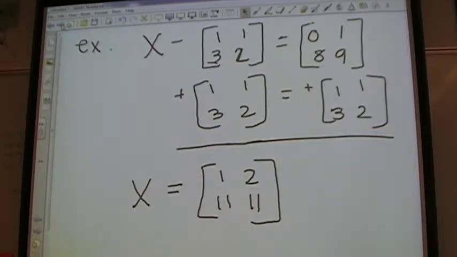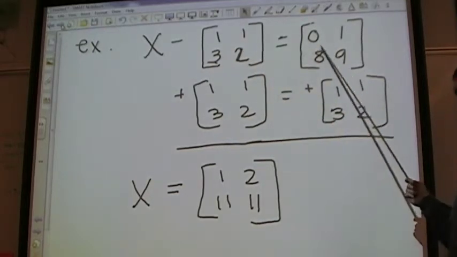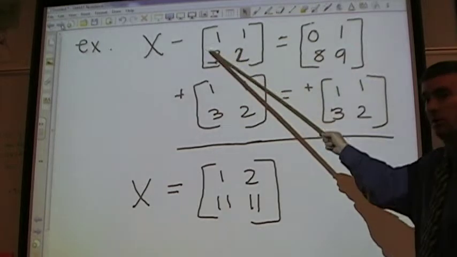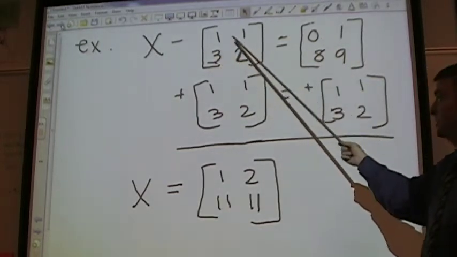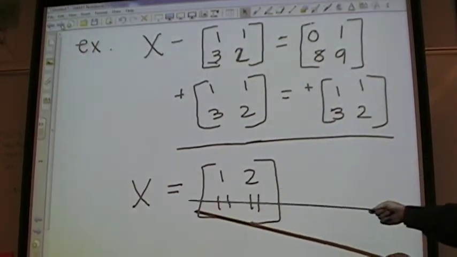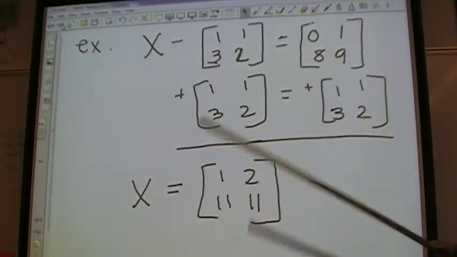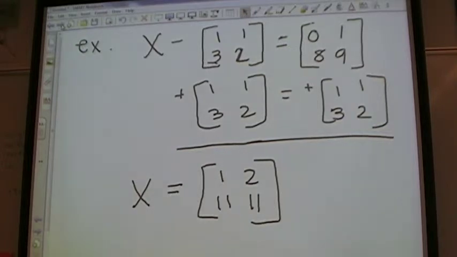So you pretty much just find the difference for this one? Well, we'd solve it just like we would solve any equation. If we have X minus a number equals a number, how do you solve that equation? You add this number to both sides. So I'm going to add this matrix to both sides. Now I end up with X equals 1, 2, 11, 11. And your answer would be the matrix. You are looking for a matrix there.